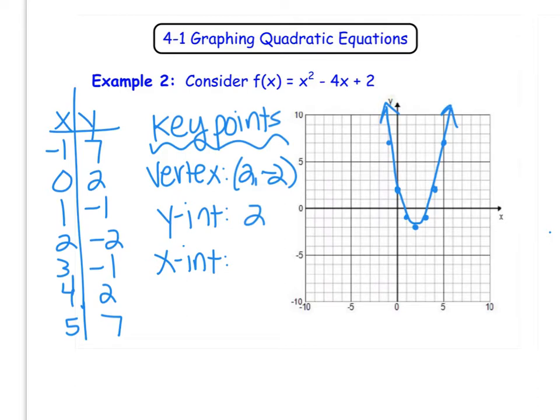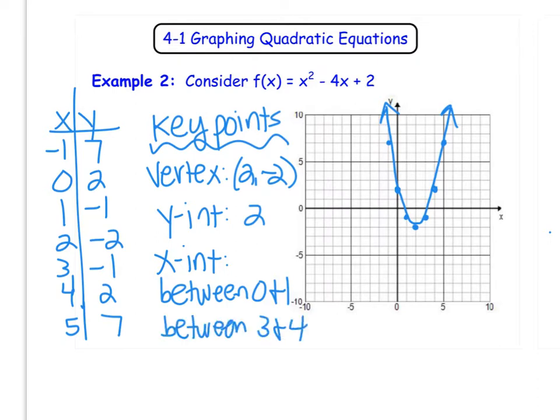So here, we don't have exact values for this answer. So we're just going to say what 2 numbers it's in between. So this x-intercept right here is between 0 and 1. And then we have a second x-intercept, and this one right here is between 3 and 4. And we don't say 1/2 and 3 1/2 because we're not sure if it's exactly in the middle of those 2 values.